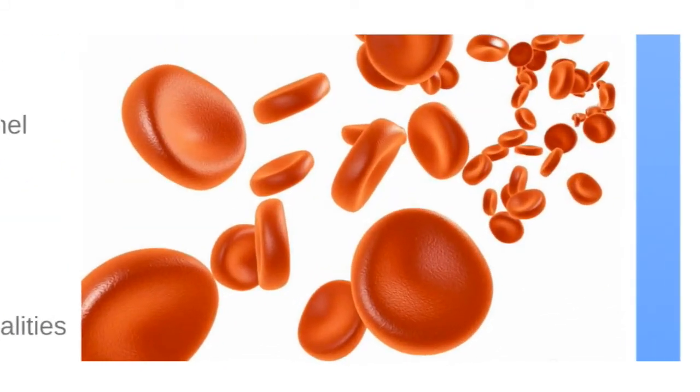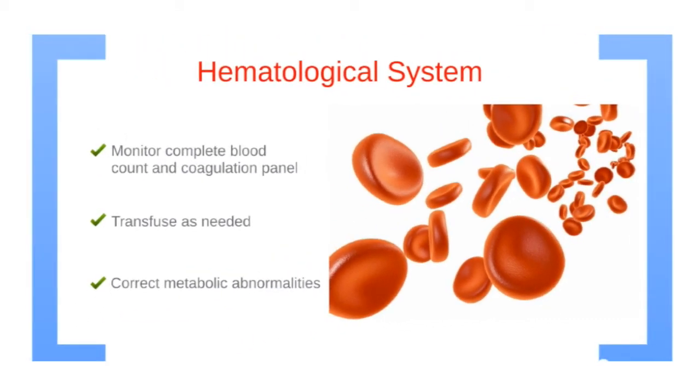The last system of post-resuscitation care is the hematological system. Monitor complete blood count and coagulation panel. Transfuse as needed to correct thrombocytopenia or replenish clotting factors, such as with fresh frozen plasma. Use calcium chloride or gluconate if massive transfusion is needed. Lastly, monitor for and correct any metabolic abnormalities that may arise post-transfusion.